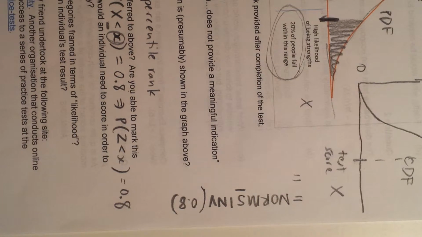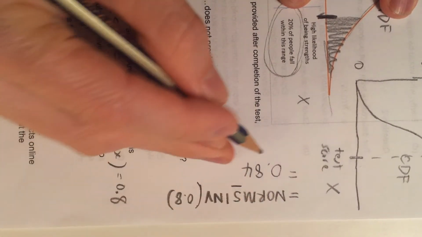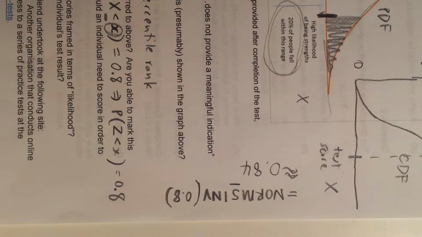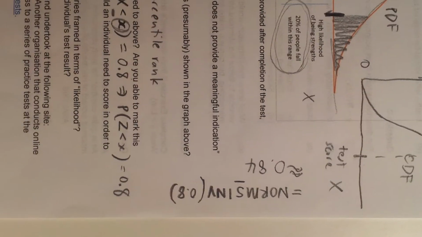Now, let me just quickly check what my answer for that was. 0.84, roughly. So it seems that if you want to be in the top 20%, you need to be at least 0.84 of a standard deviation above the mean value.